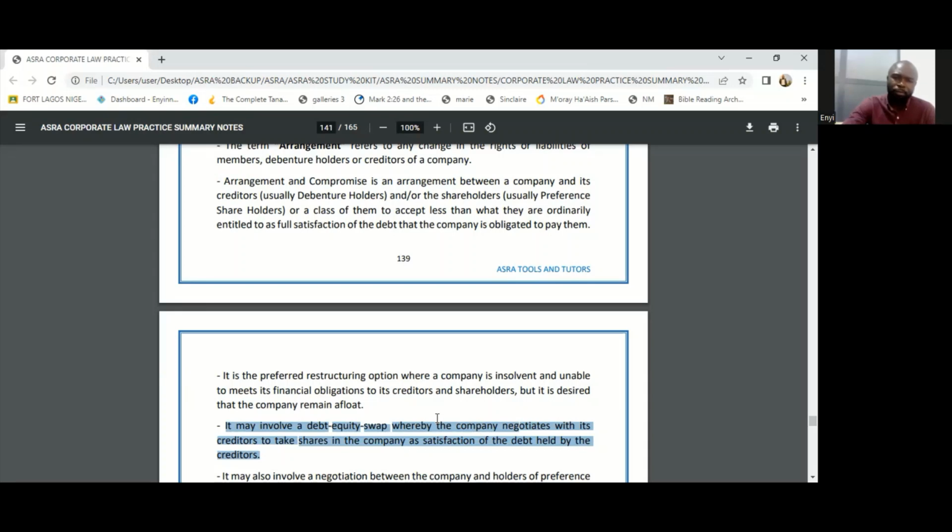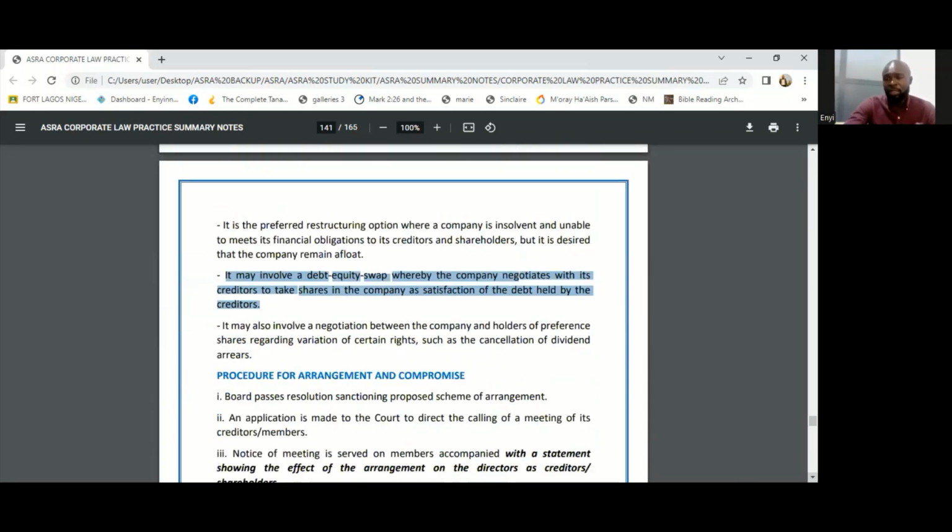So that's what an arrangement and compromise is all about. The company is entering into some sort of arrangement, some agreement with creditors in order to waive certain rights or liabilities that they have to enable the company get through that period of difficulty.